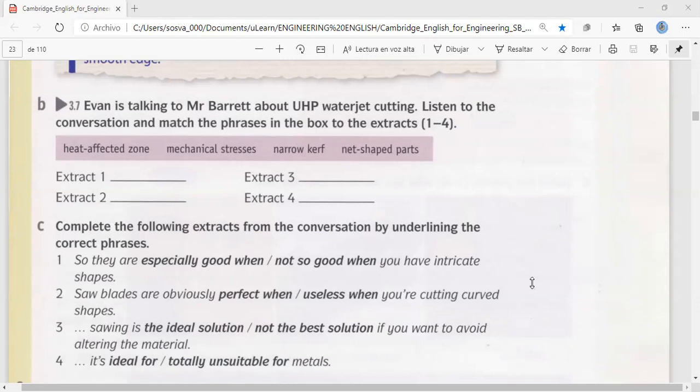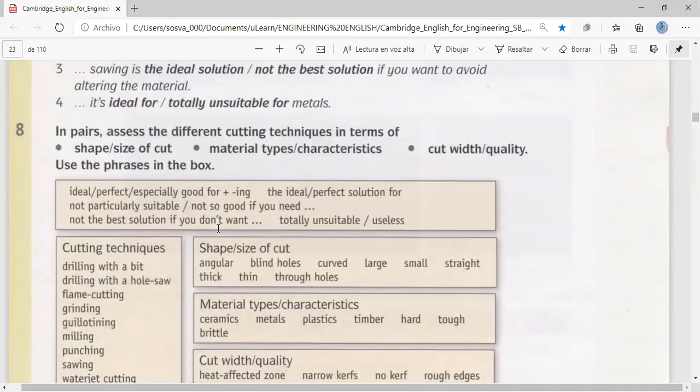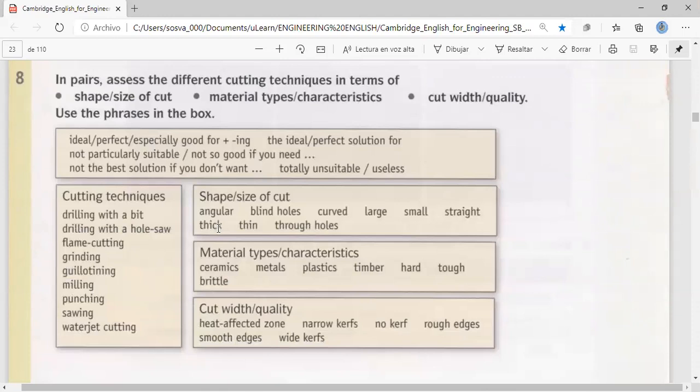Okay. In this case, number 4 is ideal for metals. Yes, ideal for metals. Perfect. Now, let me use this one. Okay, we have now down below it says assess the different cutting techniques in terms of shape, size. Oh, actually this one would be, I think, let me see.